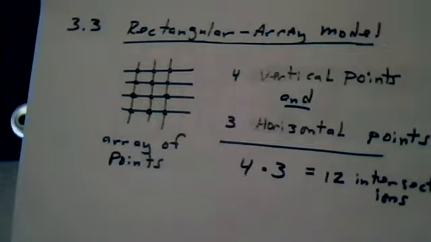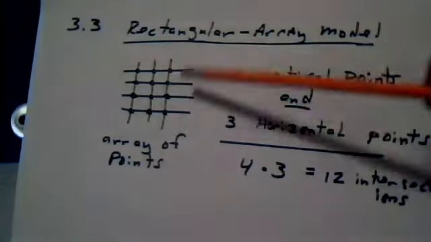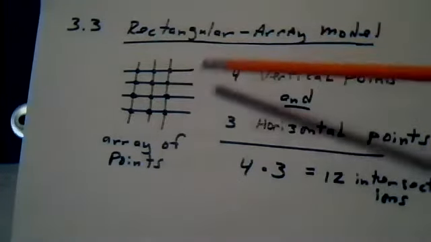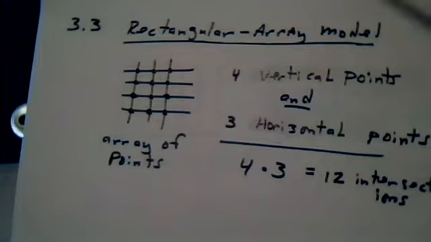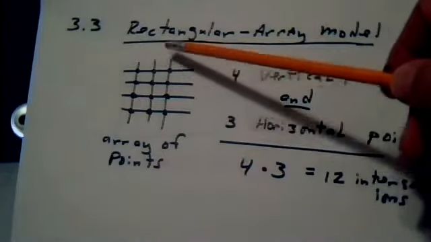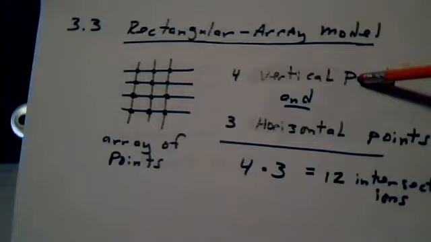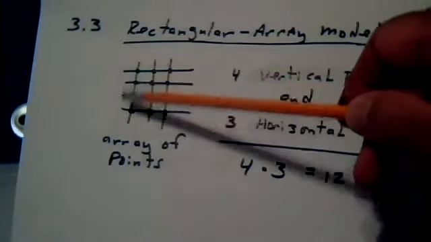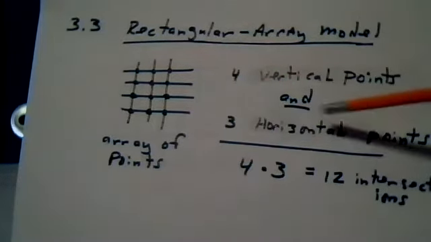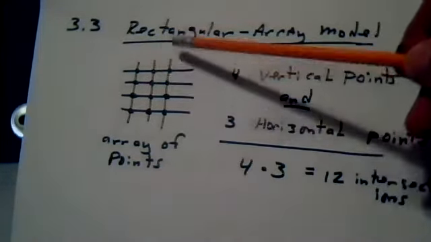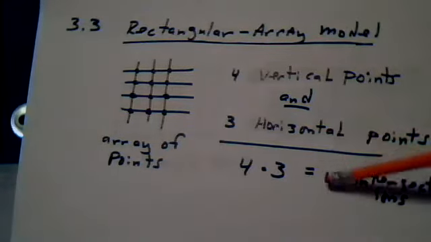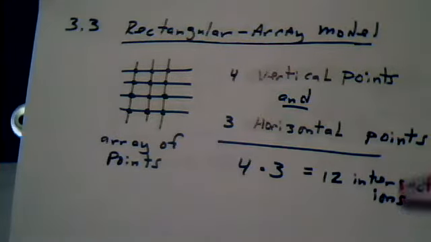Rectangular array model, you draw these vertical and horizontal lines, and you keep your eye on the intersection, these points that are highlighted. So there are 4 vertical points, 1, 2, 3, 4, and there are 3 horizontal points, 1, 2, 3. 4 times 3 equals 12 intersections.